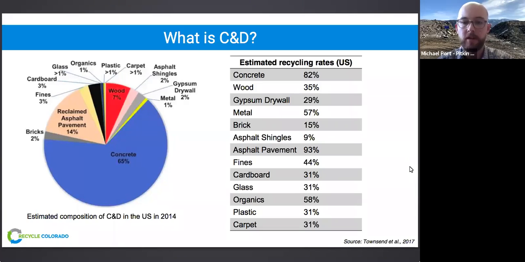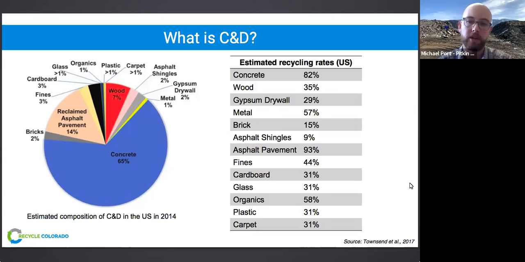In the US overall, for our recycling rates, there's a diversity of diversion rates. We're pretty good at concrete and asphalt. The majority of that is recycled because the economics have already been proven for that. But we struggle with things like asphalt shingles and plastics, and on this table, brick as well.